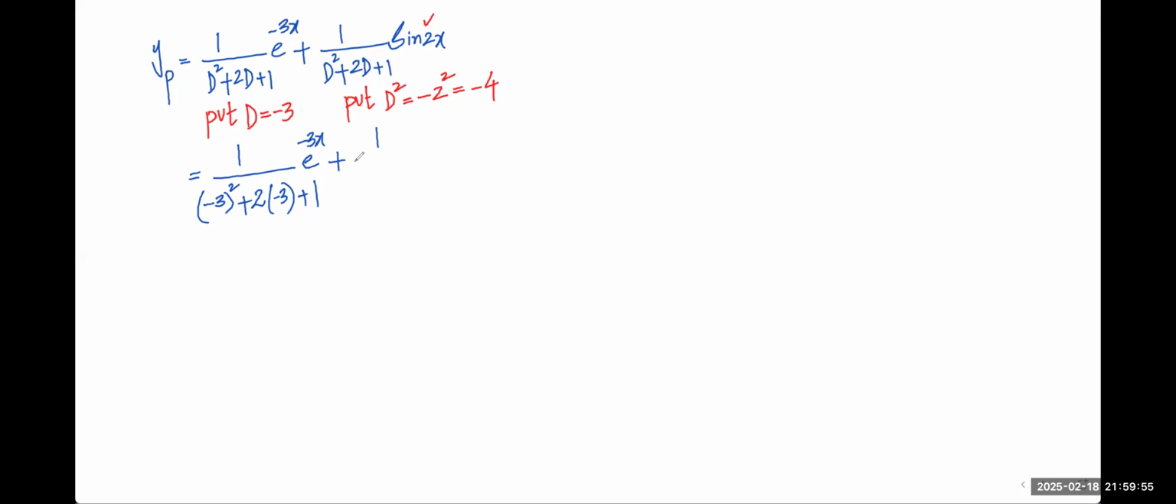Plus 1 by, D square value is minus 4, plus 2D plus 1, into sin 2x.